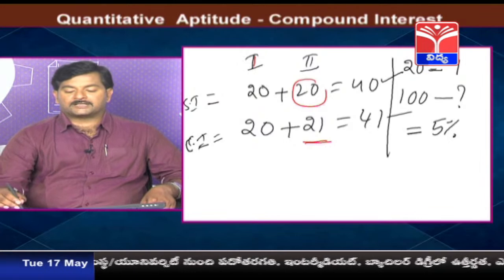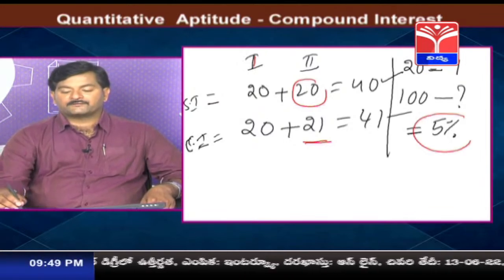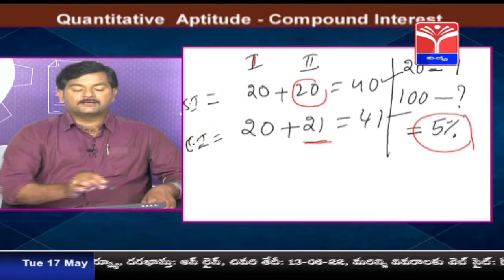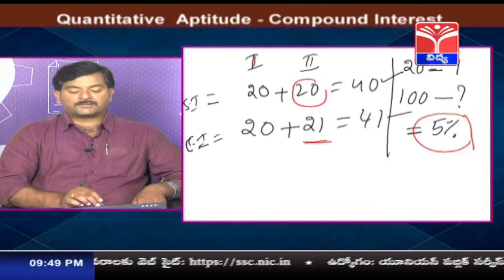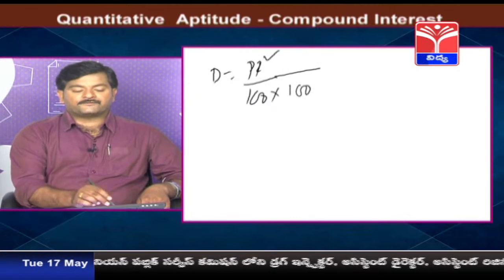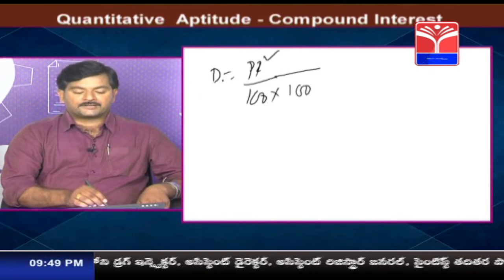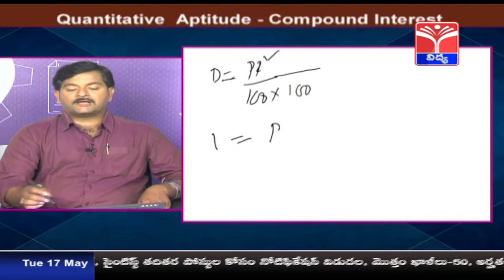He asked to find the rate of interest, so one answer is 5%. And secondly, he asked to find the sum also. So we can use the formula D is equal to PR square by 100 into 100. The difference I know: 40, 41, difference is 1 rupee. So P value I need to find now. R value I just got from the previous concept, R is equal to 5%.